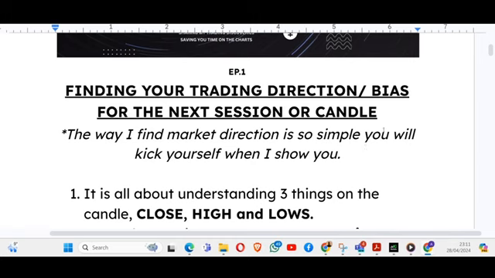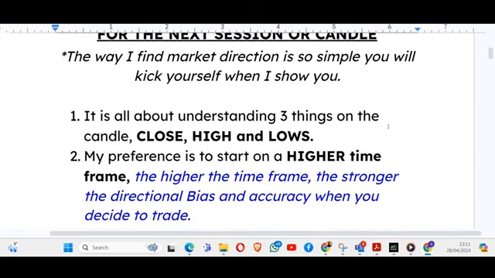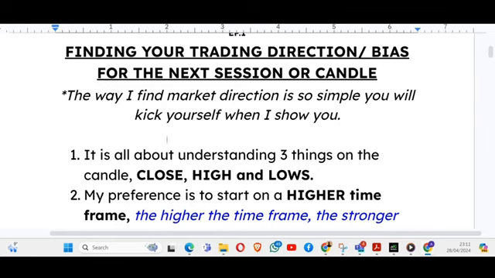Okay, back to it. There's a couple of things you just need to understand. You need to understand three things on a candle. At this point, I would assume that you understand what a candle is. You've covered the basics of trading. You know all those things, pips, leverage. You know all of that. So you're coming with that slight understanding to a certain extent. So the thing you need to understand is about the close, the highs, and the lows of candles.